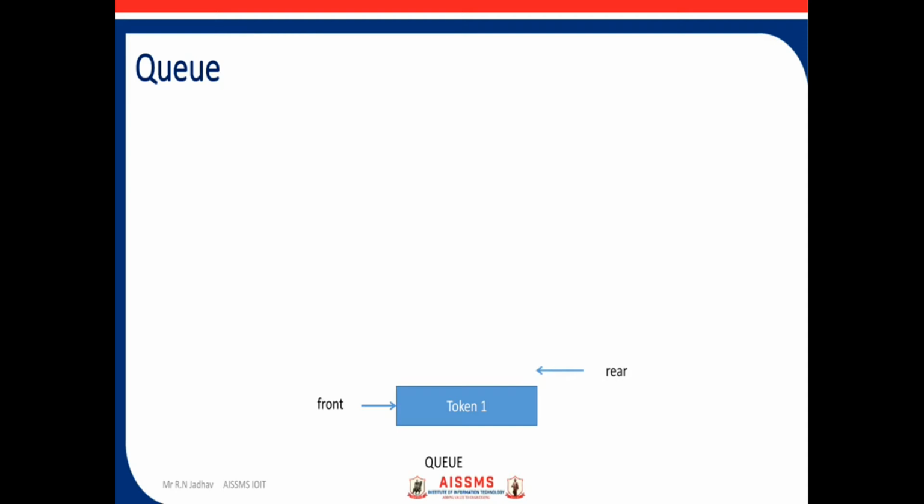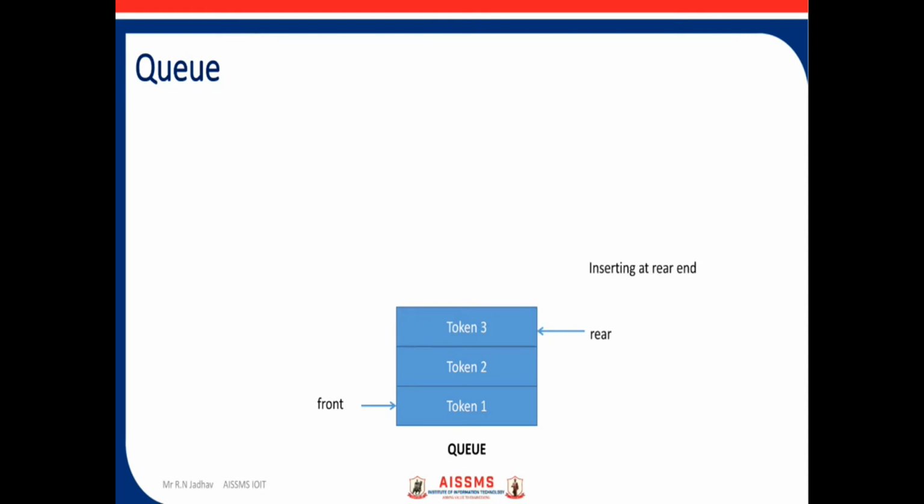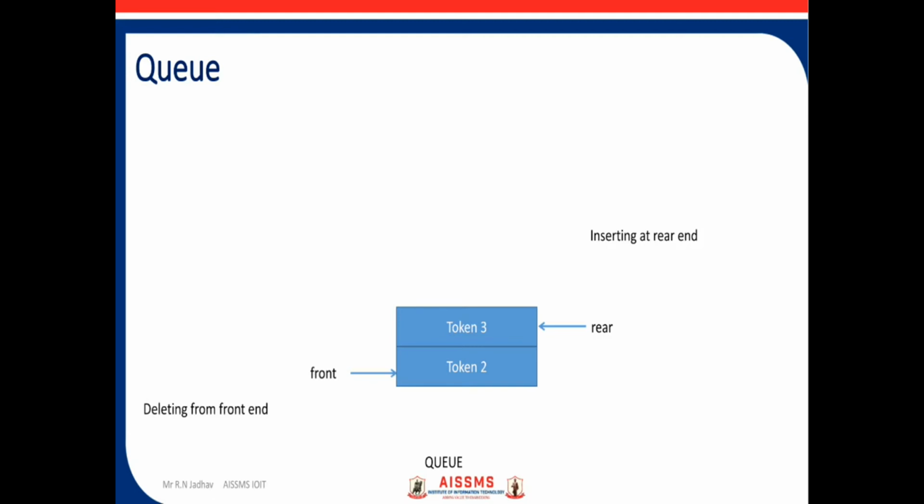Now queue here is having two ends, front and rear. So token is always added at the rear end. Now when next token is again issued, it will be added in the rear end of the queue. Now these tokens will be served in a sequence on a first come first served basis. So first token 1 will be served and after that it will serve token number 2, deleting the token from the front end. In the same way, token 2 will be served and it will move to the next token.